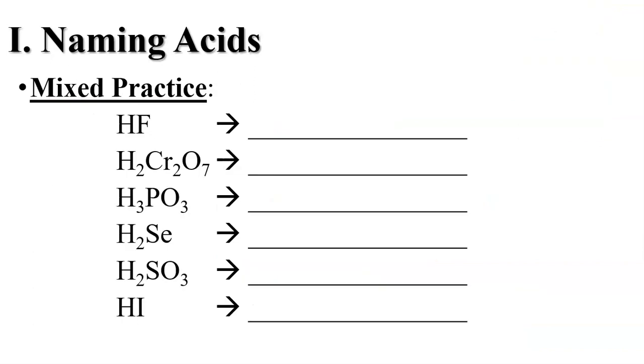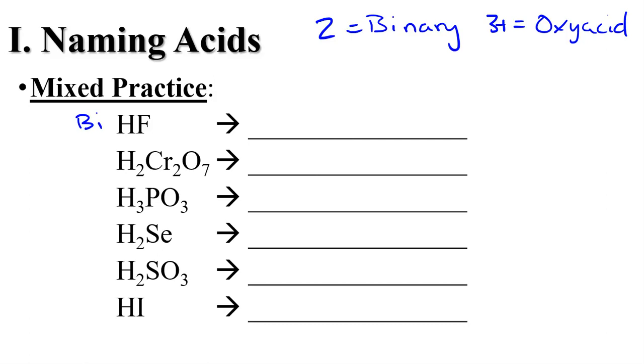All right, so let's do some practice. The fastest thing I want you to do is either name if it's binary or oxy. So I'm going to go through this list. If we see two elements, so just two, that's binary. 3+ is oxy acid. Okay, so first one, HF, that's 2, so that's binary. Here we have H with chromate, that's going to be oxy. Here's H with P and O, oxy. H with Se, binary. H with SO, that's going to be oxy. And then H and I is binary.